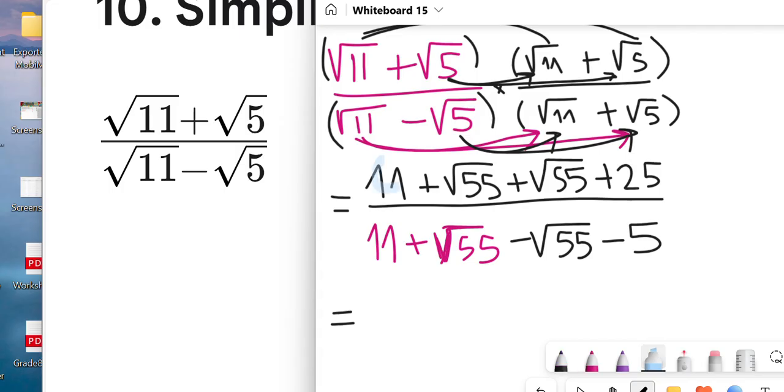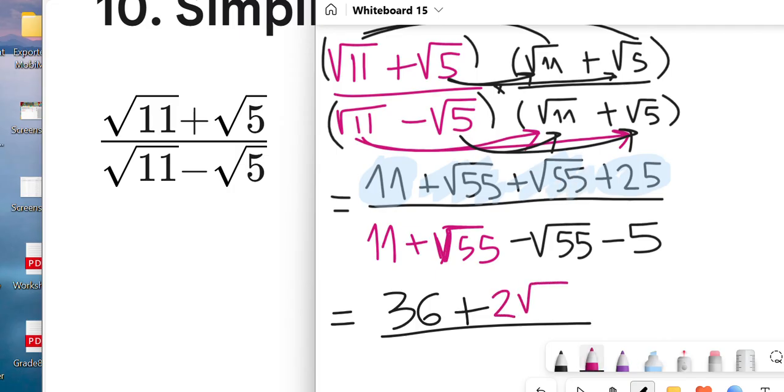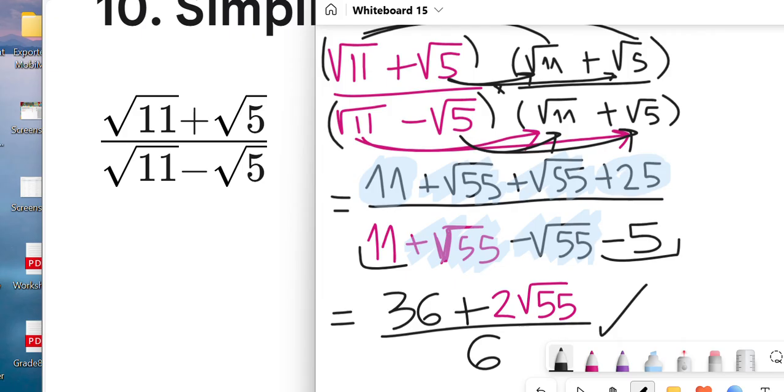In the numerator we have 11 and then we add 25, that is equal to 36. Then we have square root of 55 and one more time square root of 55, so it means we have 2 square roots of 55. In our denominator, do we notice that we have positive square root of 55 and negative square root of 55, so they cancel each other out. Finally, 11 minus 5 is equal to 6. With this we are done.